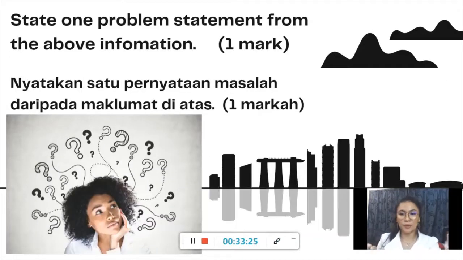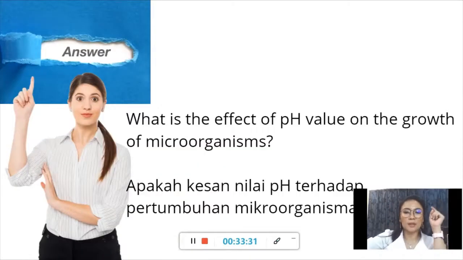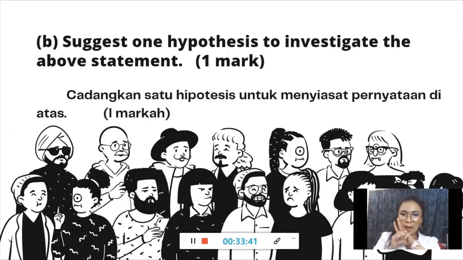The first part of the question: state the problem statement. The problem statement is always a question itself. That is your first mark, 1 mark. The second 1 mark will be the hypothesis. Hypothesis to investigate this experiment, or hypothesis for this experiment.